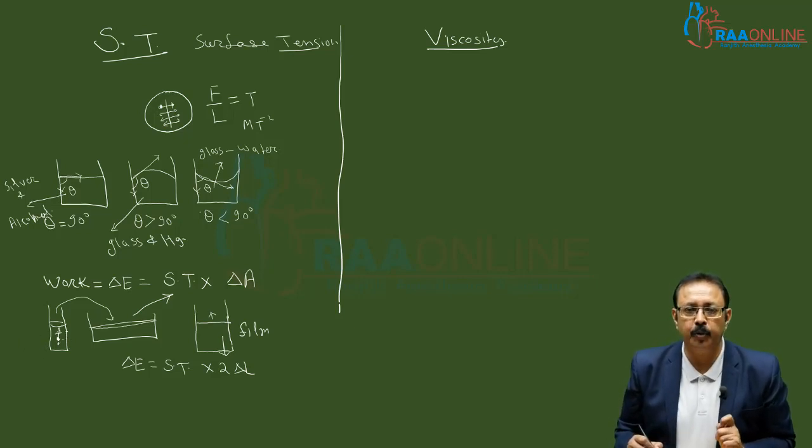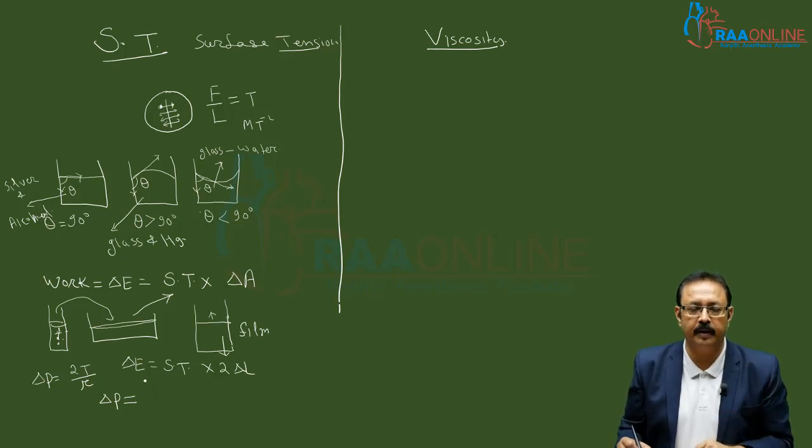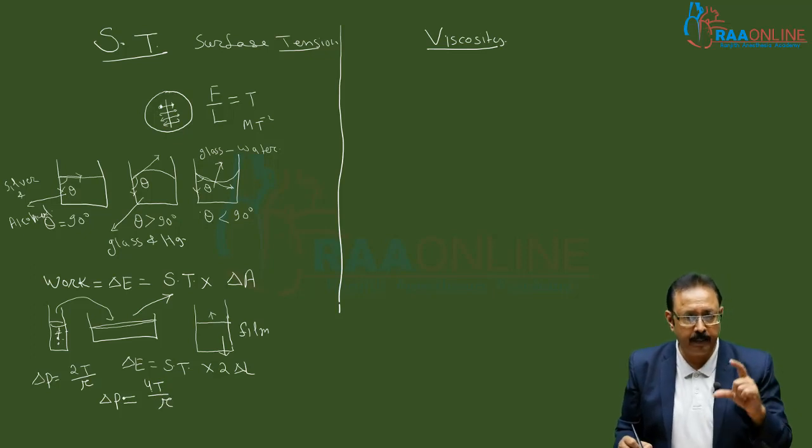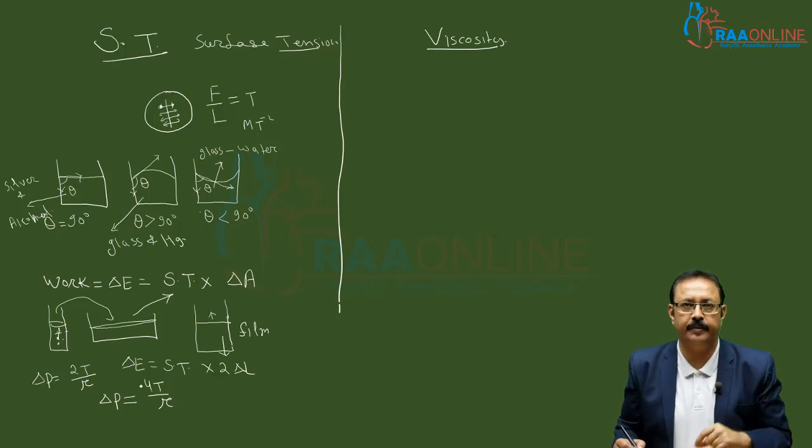Again, due to shape, in a liquid drop there is excess pressure, and that excess pressure you can calculate by 2T by R, because a liquid drop has one free surface. A soap bubble has 2 free surfaces, so excess pressure in a soap bubble we can calculate by 4T by R. So remember these 2-3 things. These are sufficient for your competitive exam and your revision.